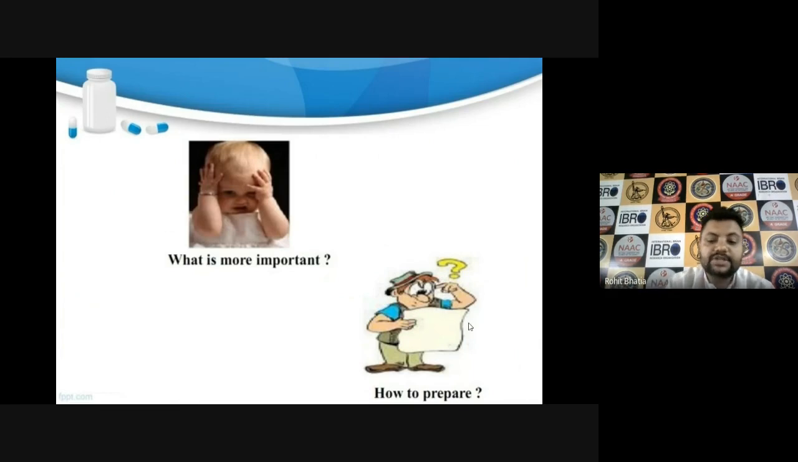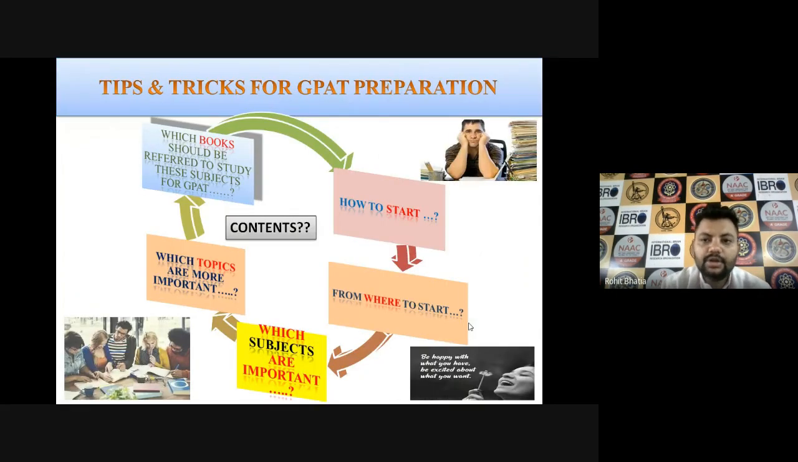What is more important and how to prepare. These are the most important things which come to the mind of a student when he or she starts preparing for GPAT. Along with other requirements are which books should be referred to study these subjects for GPAT, what are the contents, how to start, from where to start, which subjects are more important, which topics are more important. So this should be the vision of a candidate prior to starting GPAT preparation.